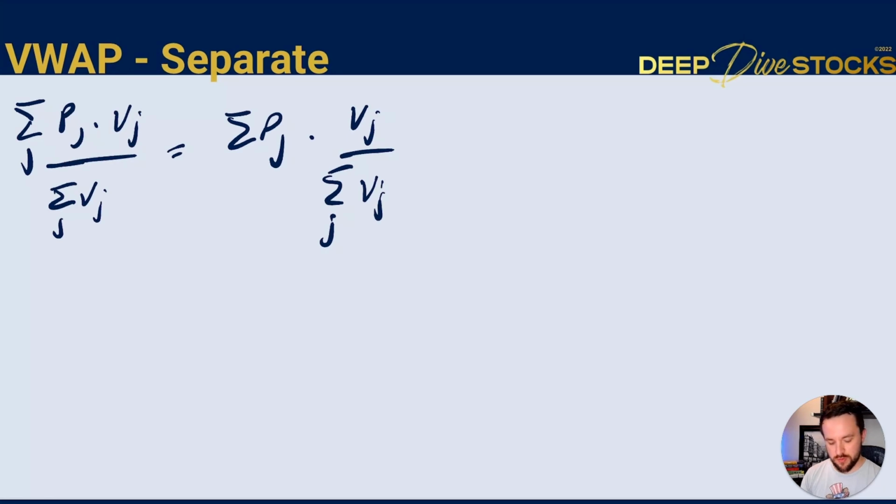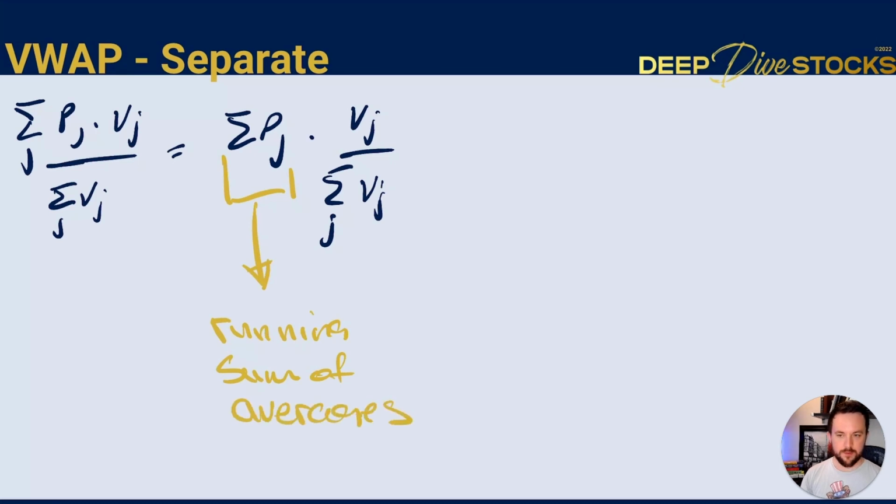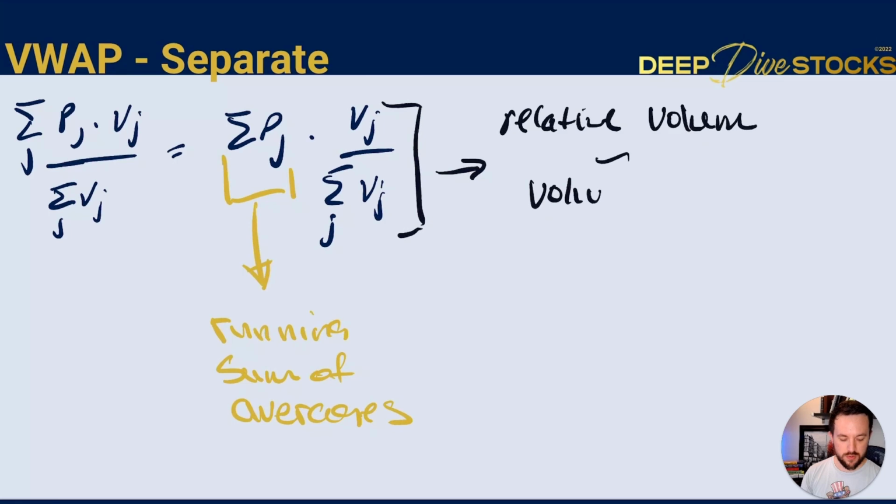We have two distinct entities to VWAP. We have the running price, or running sum of averages, and then here we have the relative volume, or the volume ratio.